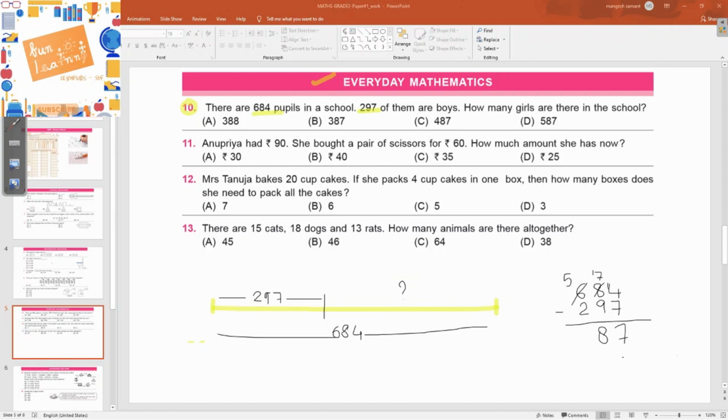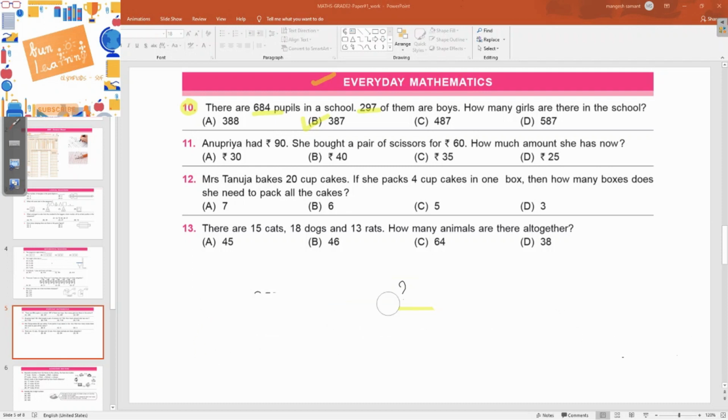And 5 is bigger than 2, so we can subtract. So it is 3. We get the answer 387. Let's see the option. Oh, I found the option. Yay! So we've solved this correctly. Next, go to the next one.